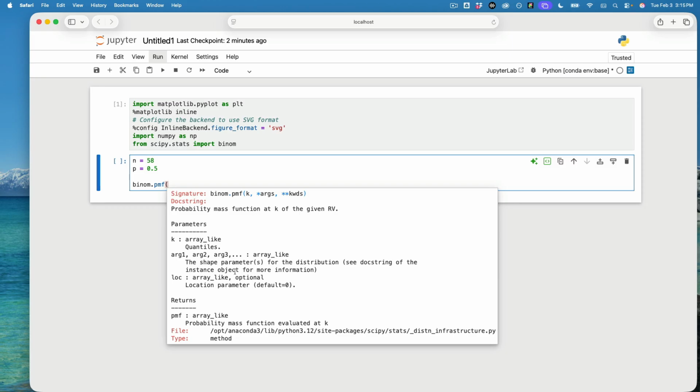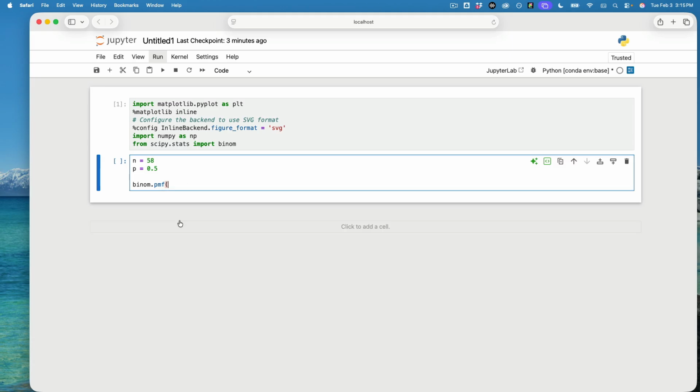Look at that: k array-like quantiles, and then star args, star kwargs, it's useless documentation. Just use it the way I'm explaining in the notes, and that should be good.